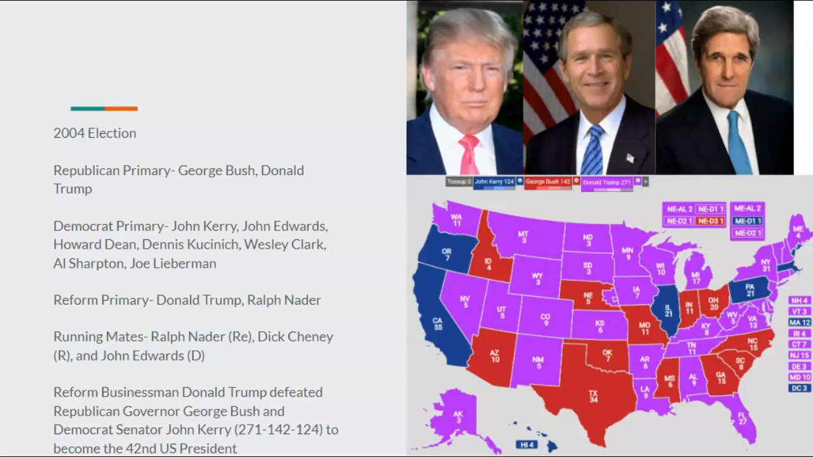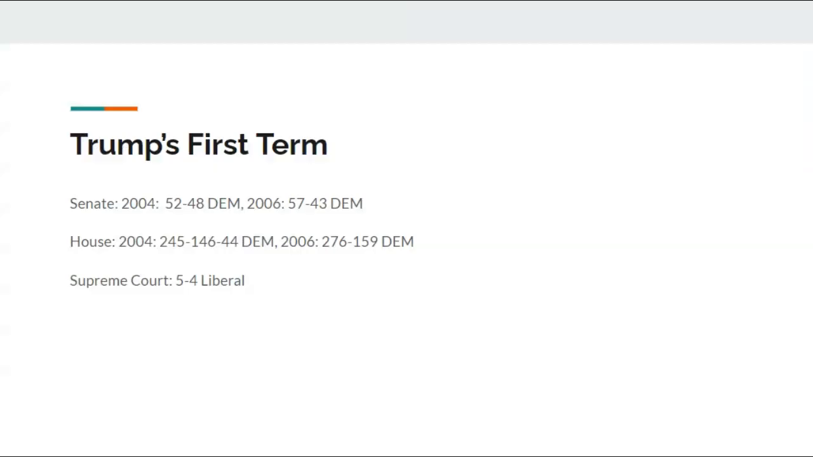So Trump does fairly well, doing better than any third party ever. And he's not a third party long. He's actually not, but I'll explain that later. In Trump's first term after the 2004 elections, Democrats would still hold control in both houses of Congress. 52 seats in the Senate, 245 seats in the House. The Reform Party would lose all their seats in the Senate, sadly.